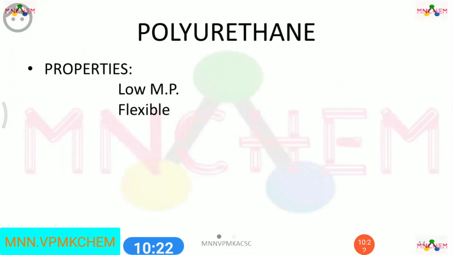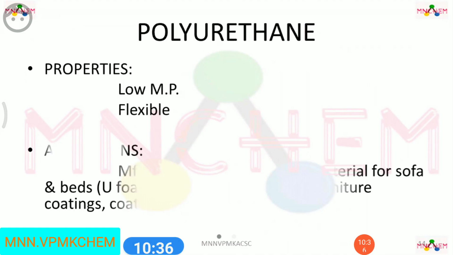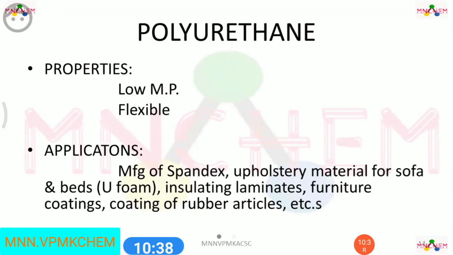Properties: polyurethanes are having low melting point. Usually, the melting point is below 150 degrees Celsius. These polymers are flexible in nature, okay, and they can be used for the preparation of flexible films. There are various applications. An important application of polyurethane is in the manufacturing of spandex. We all know that the spandex is used for the sportswear, okay, or active sports fabrics.